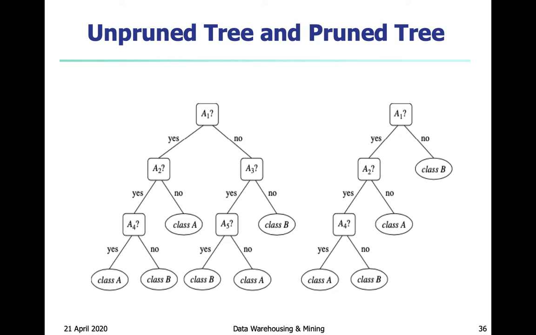Again, consider this subtree A3. The most common class within this subtree is class B. You can see that if it is yes, then class B, and if it is no, then class A. So there is no significance of class A, and we are just removing this part. In the pruned version of the tree, the subtree in question is pruned by replacing it with the leaf class B.